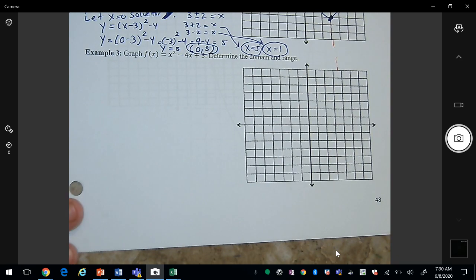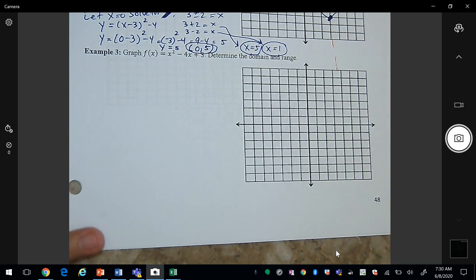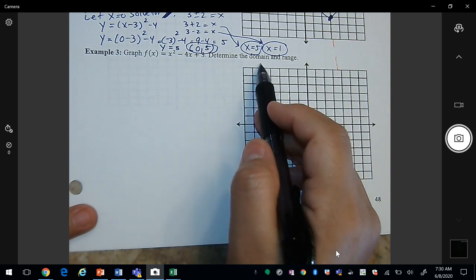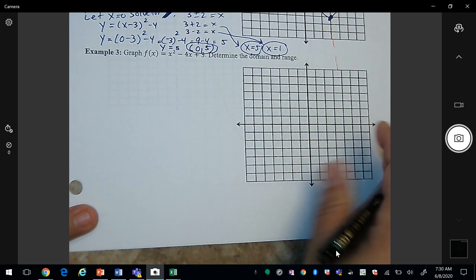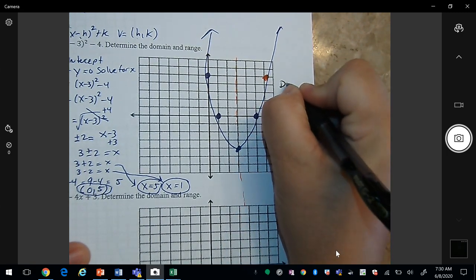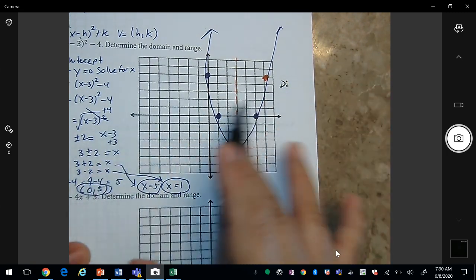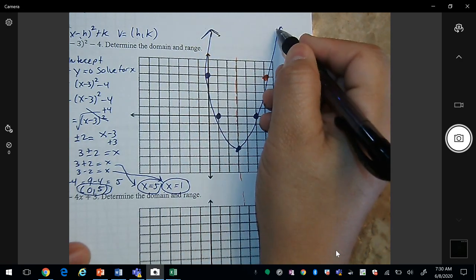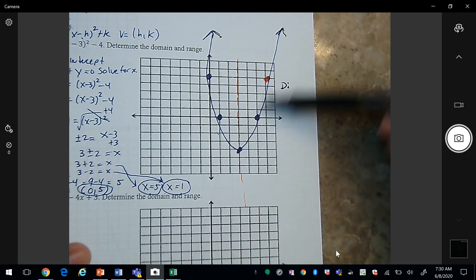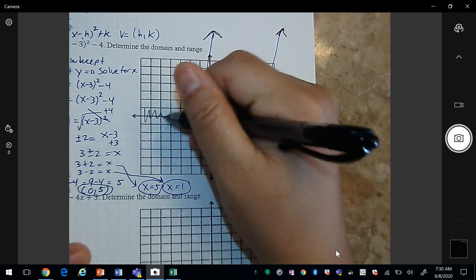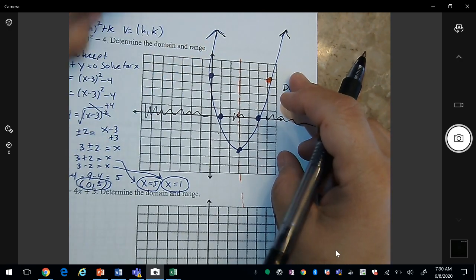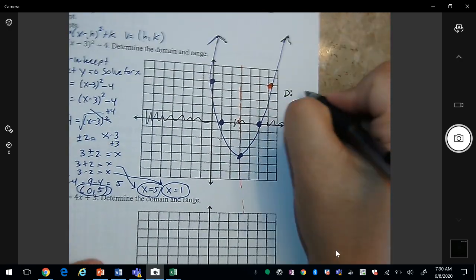Example 3, graph f of x equals x squared minus 4x plus 3. Determine the domain and the range. On this one, it also asks for the domain and the range. The domain is all the x values that we're using. Since we have these arrows, that means the graph will keep going on forever, which means we'll be using all these x values, because the graph extends this way and this way.